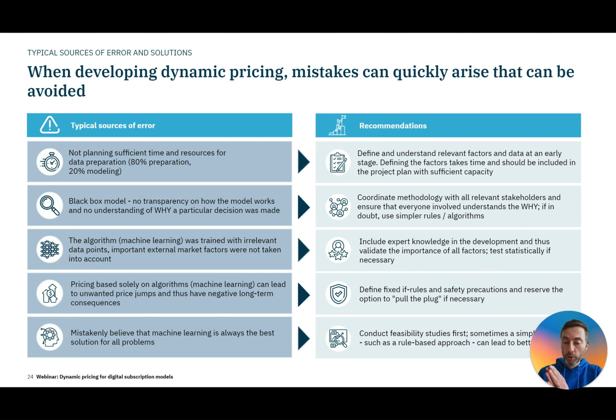The more you go into AI-based pricing, it becomes a black box model because you are losing transparency on what is happening. So maybe you should coordinate the methodology right up front to understand first why something is happening, with rule-based pricing, and later on let the algorithms do the work over time. There are more success factors, more sources of error.